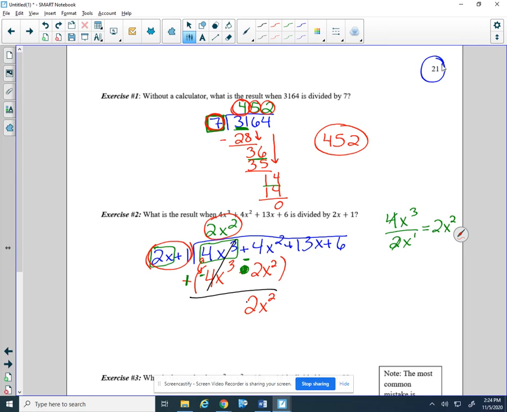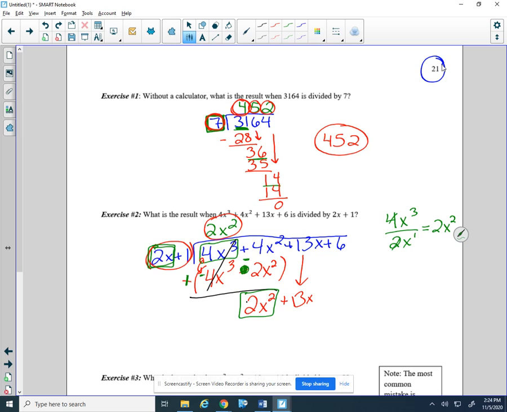Just like our regular long division, we're going to bring down the next term, not the next number. And then we repeat. So we go back to our 2x. Remember, we don't ever work with that one, it's just that first term. How many times does 2x go into 2x squared?